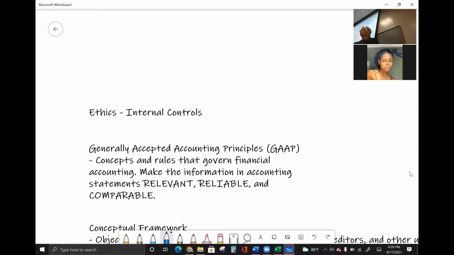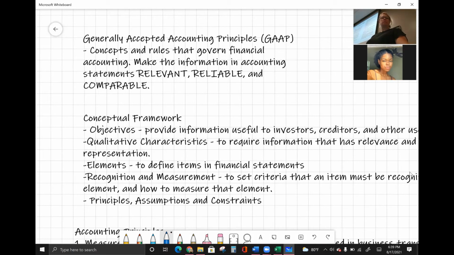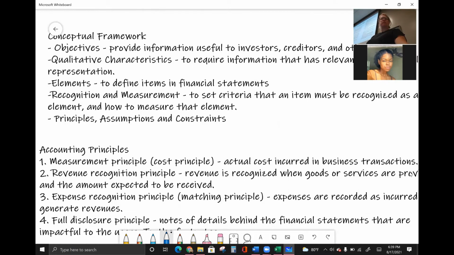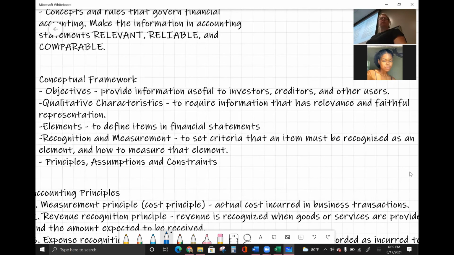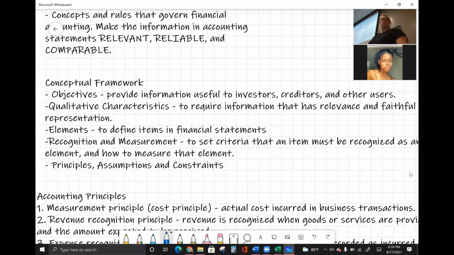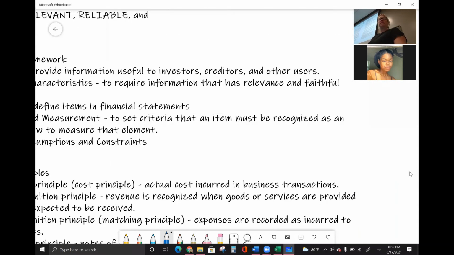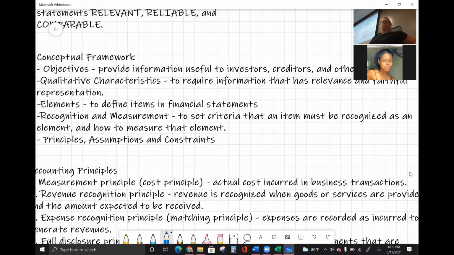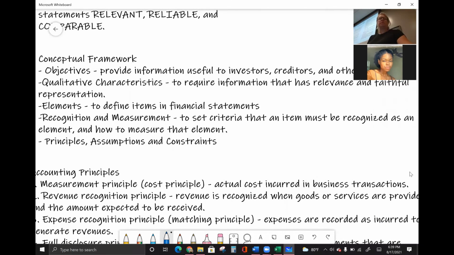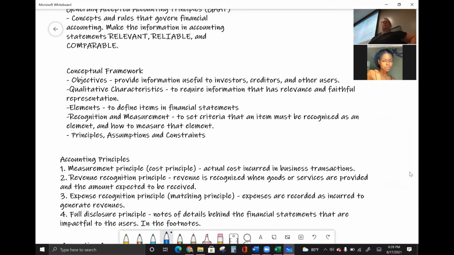Okay, conceptual framework. So we have objectives, provide information useful to investors, creditors, and other users. Qualitative characteristics require information that is relevant and faithful representation. Elements defines the items in the financial statement. So we talked about that there's a lot of transactions that go into those financial statements. So those are the elements that make up the financial statement.